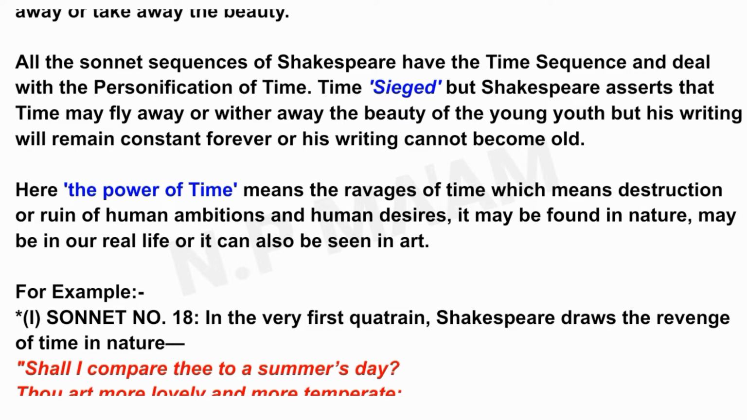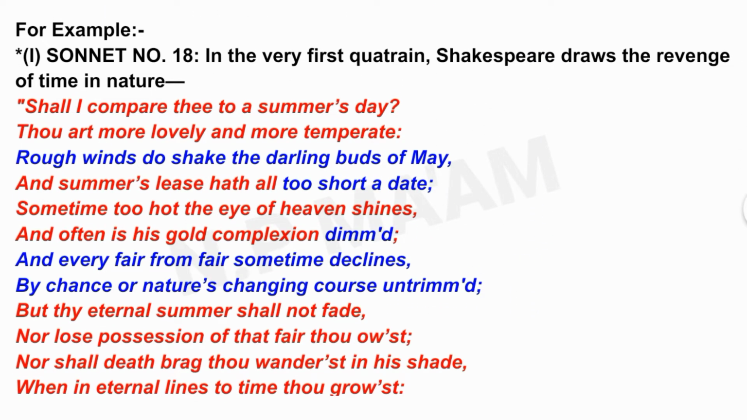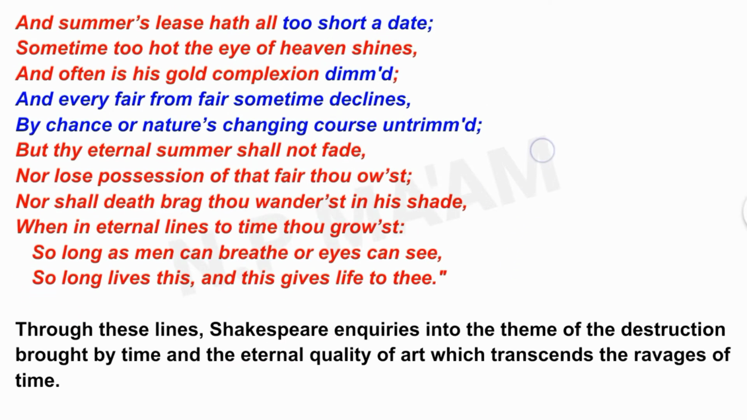Okay, so here we find the power of time. It means the ravages of time, which means the destruction of human ambitions and human desires. It may be found in nature, in our real life or day-to-day life, or it can also be seen in art. For example, in sonnet number 18, from the very opening quatrain, William Shakespeare draws the revenge of time in nature.